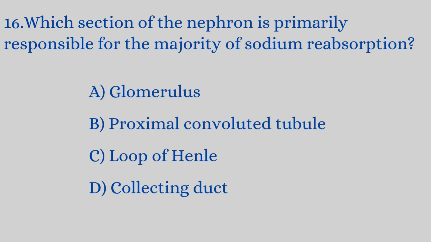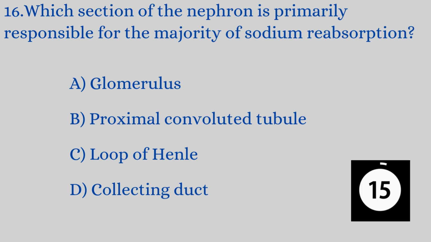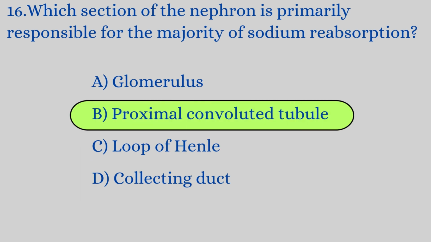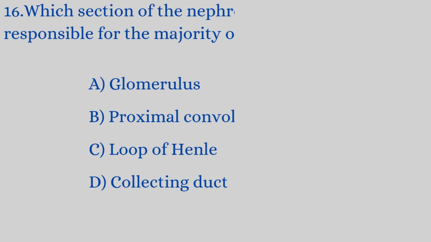16. Which section of the nephron is primarily responsible for the majority of sodium reabsorption? A. Glomerulus. B. Proximal convoluted tubule. C. Loop of Henle. D. Collecting duct. The answer is B. Proximal convoluted tubule.